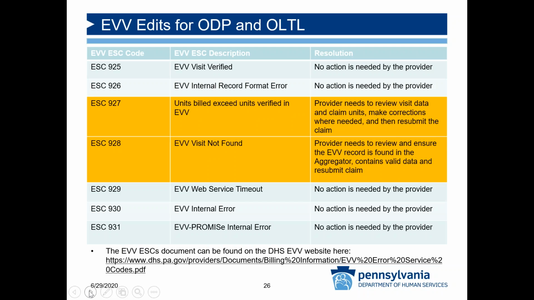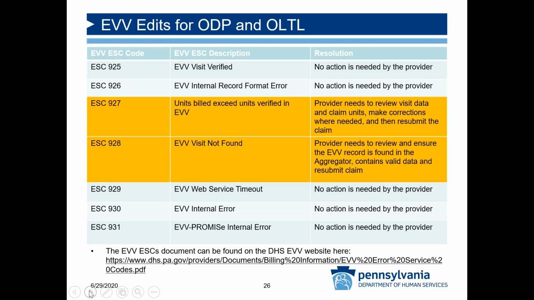So we just wanted to reinforce the ESC, or error status codes. So we've listed out the EVV ESCs: ESC 925, ESC 926, ESC 927, ESC 928, ESC 929, ESC 930, and ESC 931. And you'll see that we've noted the resolution that needs to be made relative to those ESCs. The two most important ESCs that we want to make sure that you're aware of are 927 and 928. We did cover those in more detail in the last presentation, but we wanted to make sure that you are aware of these.